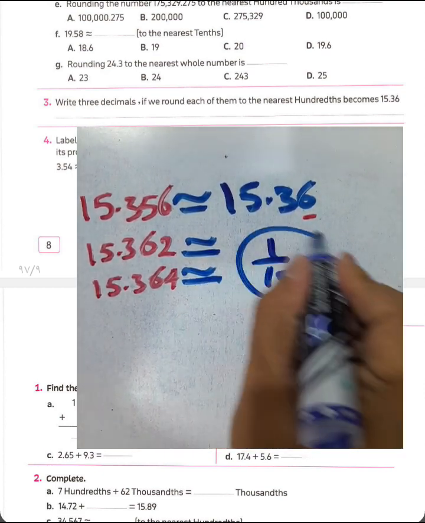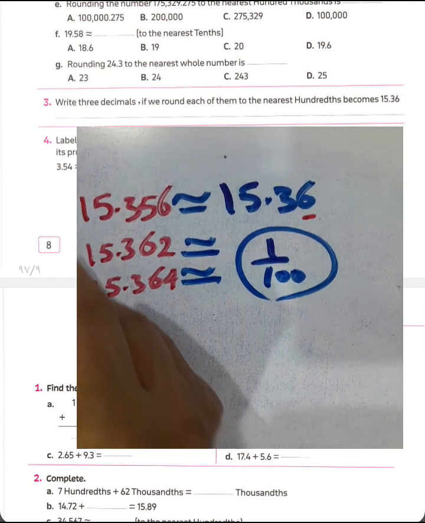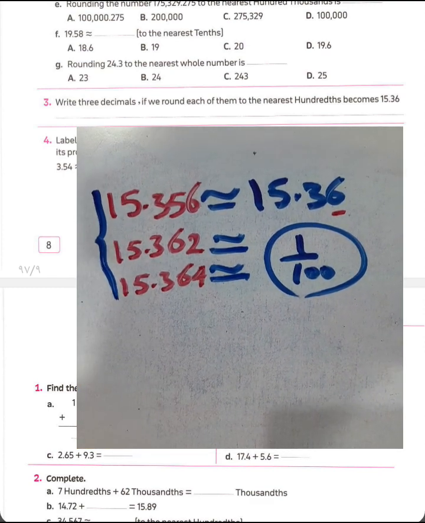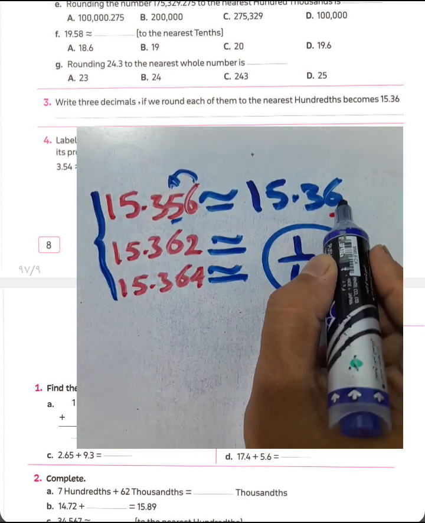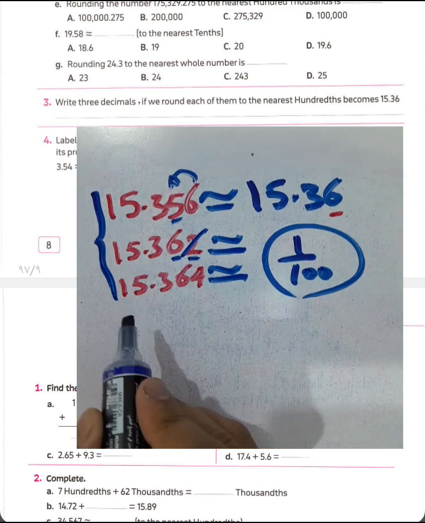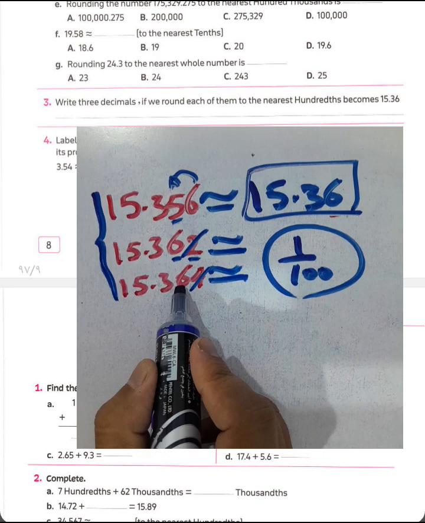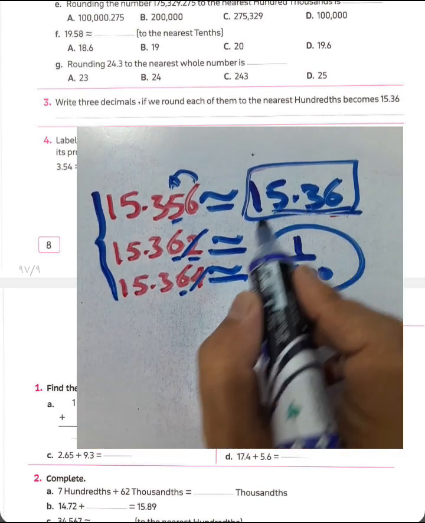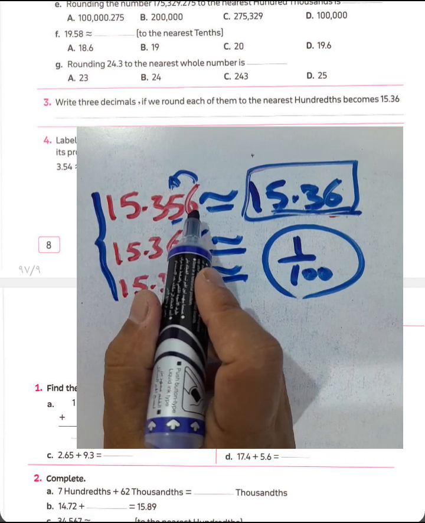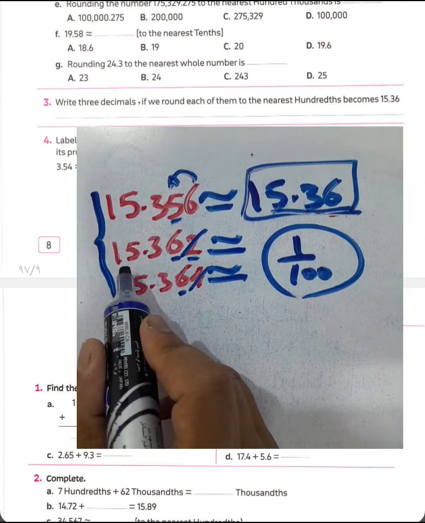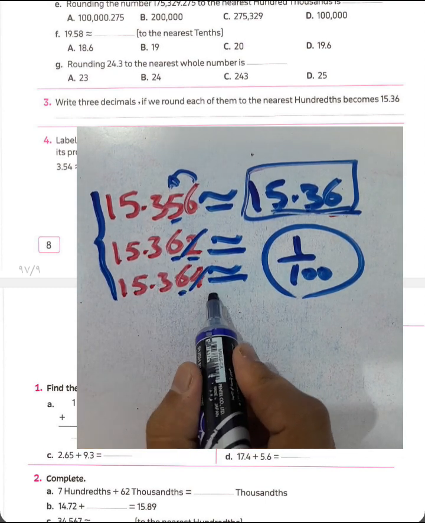If you are approximating any number from the group here to the nearest hundredth, the result will be 15.36. Why? In this number, 6 can give 1 to this digit. And 2 can't give 1 to the digit 6, and 4 can't give 1 either. So the 3 numbers you can write are 15.356, 15.362 and 15.364.